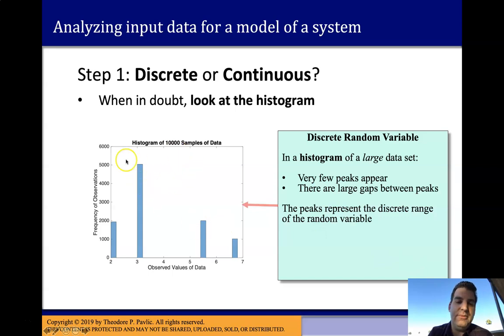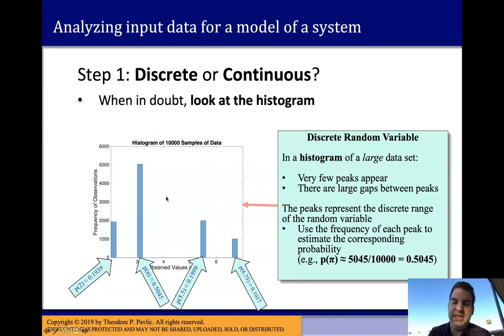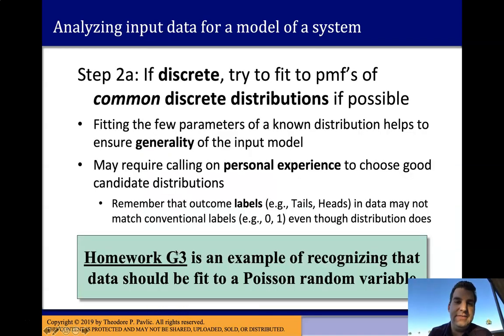So look for how many peaks occur. Is there sort of a countable number of peaks, and are there large gaps in between them? And if there are, you can then estimate the probability mass for each outcome just by proportion data. So like in this case here, for this outcome that just happens to be pi, I took 10,000 samples and about half of them, 5,045, came out to this outcome. So I'm going to estimate the probability of that outcome to be 0.5045.